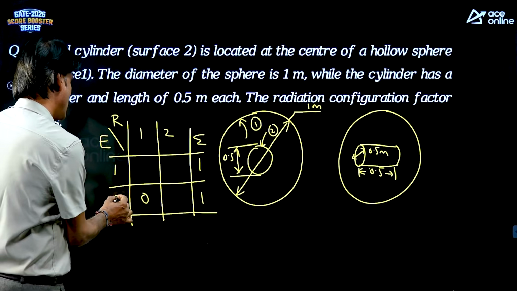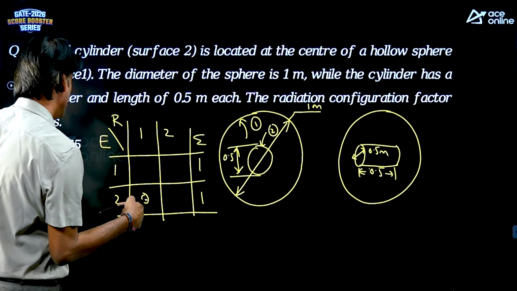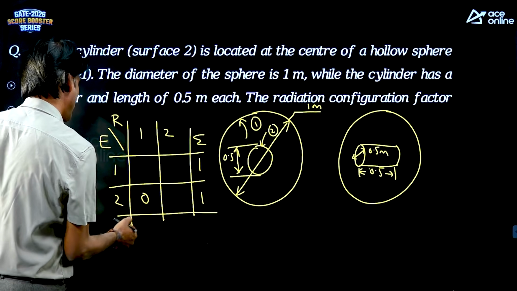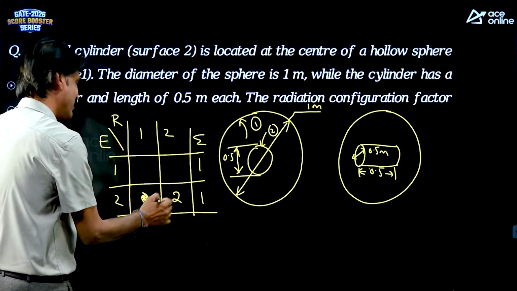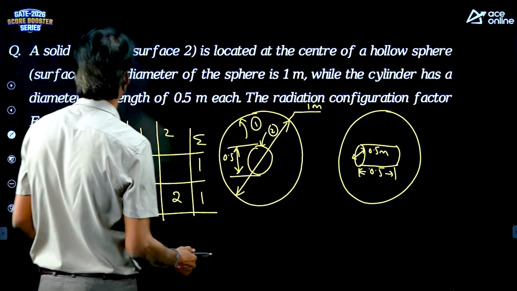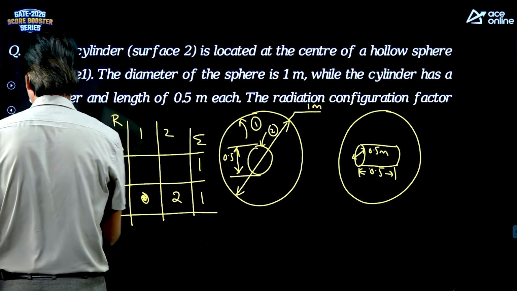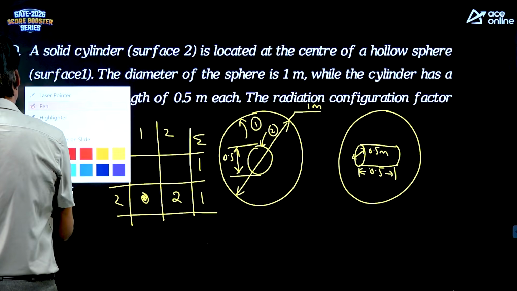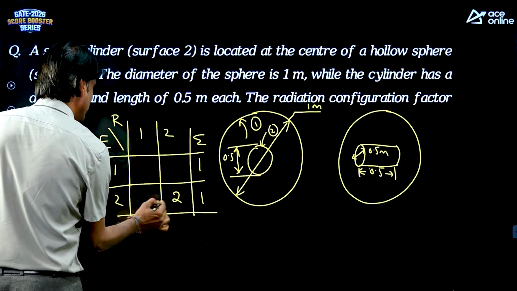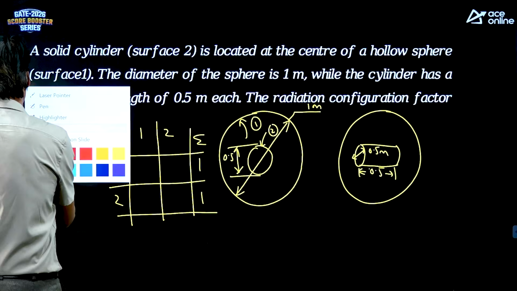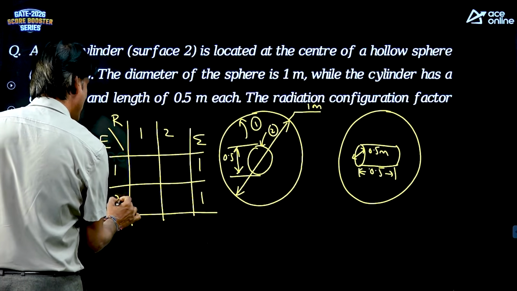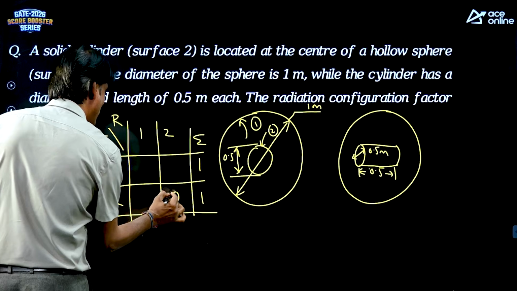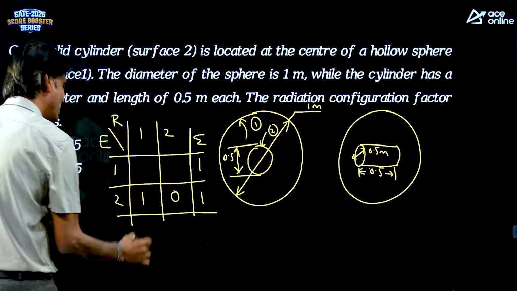2 with respect to 2, not this. Hey, come on. Just a minute. I will. This is 2 equal to 0. 2 on 1 is 1.